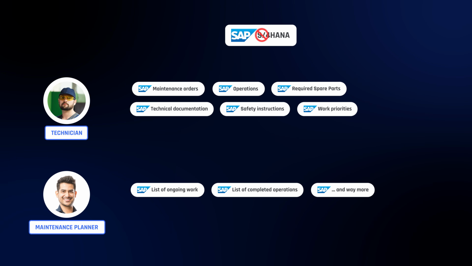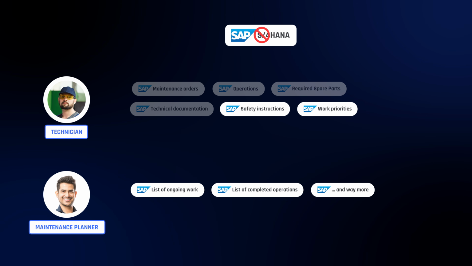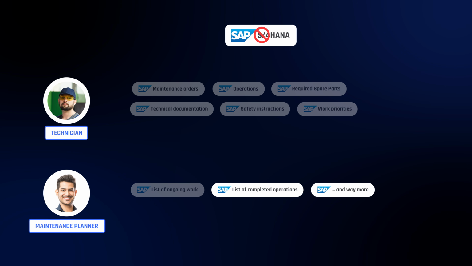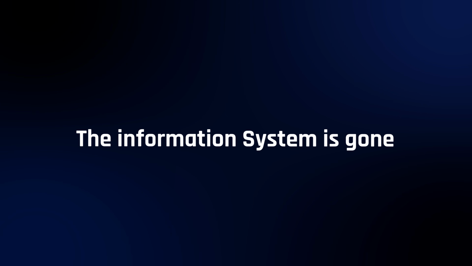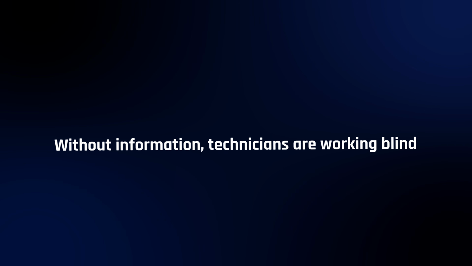Now let's think about what actually disappears during system downtime. When SAP is unavailable, technicians lose access to maintenance orders, operation descriptions, required spare parts, technical documentation, safety instructions, work priorities. And planners lose visibility on ongoing work, completed operations, task progress. The work still exists, the assets still need maintenance, but the information system behind the work is gone. And in maintenance, information is everything. Without it, technicians are basically working blind.